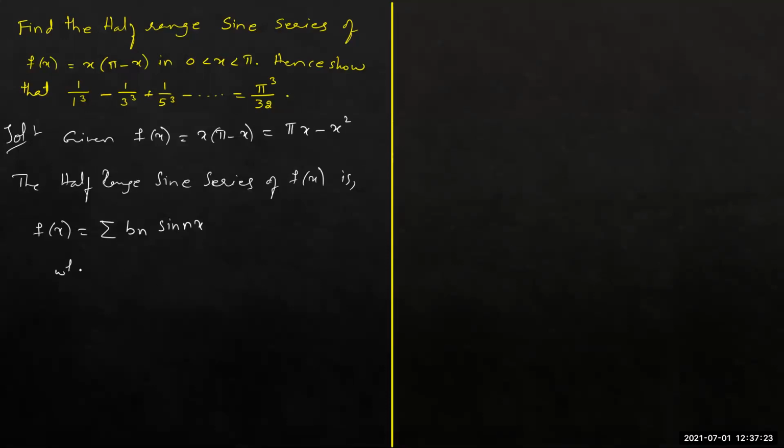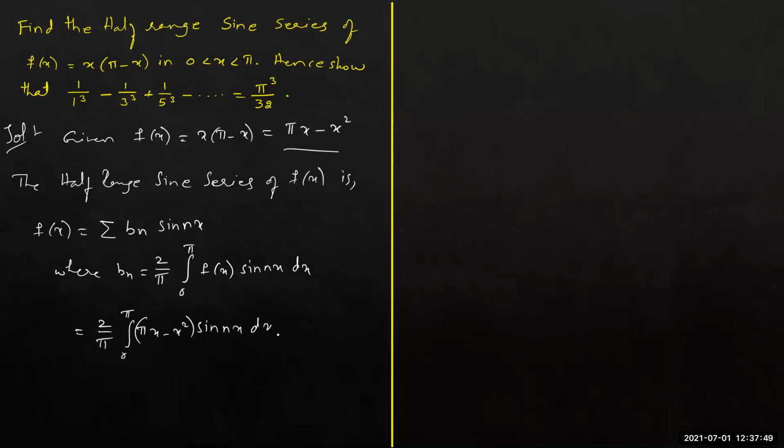And what is bn here? bn is equal to 2 by pi integration from 0 to pi of f x into sine nx dx. So let us substitute the value of f of x here. It is equal to 2 by pi integration from 0 to pi of pi x minus x square into sine nx dx. Now we need to evaluate this integral.